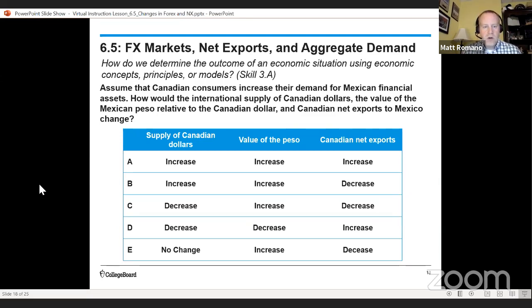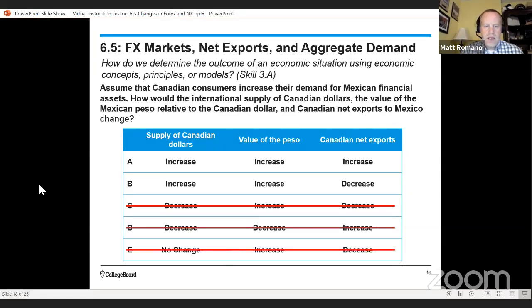Well, the first thing on our list is supply of Canadian dollars. The way you buy pesos, if you're in Canada, is you have to bring your Canadian dollars to the market. That increases the supply of Canadian dollars. Start there. Now look at your options. I know that supply of Canadian dollars must increase. I can eliminate C, I could eliminate D, I could eliminate E, and now this is a 50-50. It's either A or B because it must show an increase in the supply of Canadian dollars.